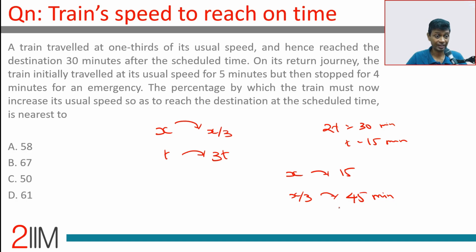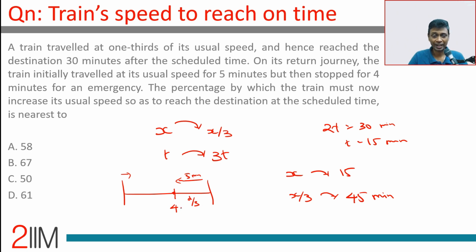On its return journey, the train initially traveled at its usual speed for 5 minutes. Lovely. So we're talking about the return journey. So it goes like this. Return journey is like this. On its usual speed for 5 minutes. Usual speed, it would have covered the whole distance in 15 minutes. So for 5 minutes, coming back like this, 1/3 of the distance would have been covered. But then stop for 4 minutes for an emergency. So stops for 4 minutes. 4 minutes get lost here. And so 9 minutes are down so far.